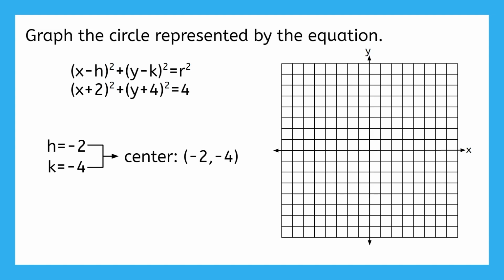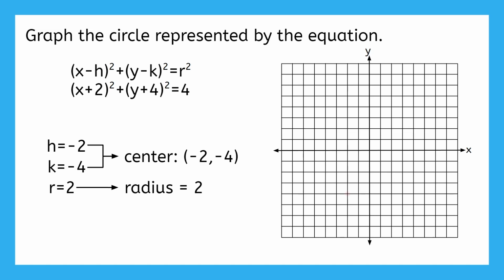Did you say 2? We can see that r squared is 4, and if we solve, that makes r equals 2. So, we need to graph a circle with a radius of 2 whose center is at negative 2 comma negative 4. Why don't you pause the video now and graph this for yourself?